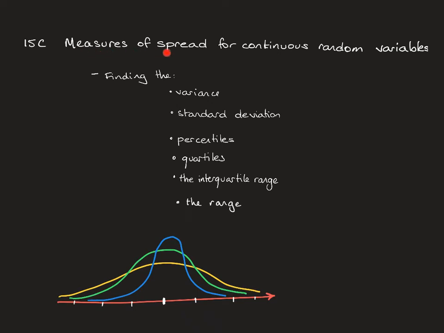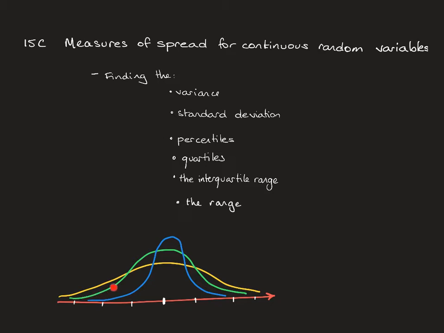In this video we're going to be looking at measuring the spread for continuous random variables. If we look at the graph down at the bottom here, we've got a long flat yellow distribution where the data values are spread out over a large area. They're concentrated over a larger area.